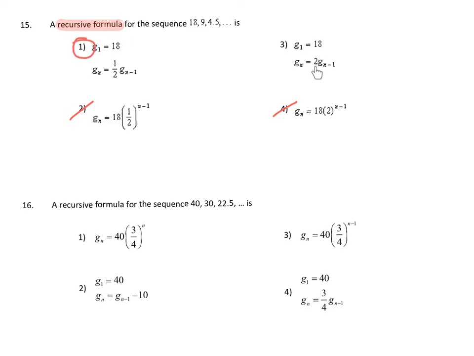Choice 2 means we're multiplying by 2. If we were multiplying by 2, the numbers would be doubling. They'd be getting bigger as we go.